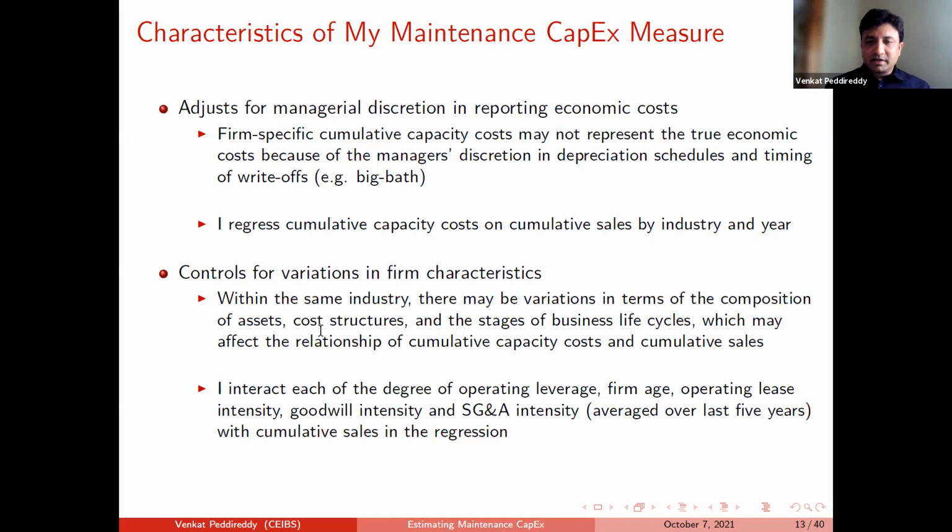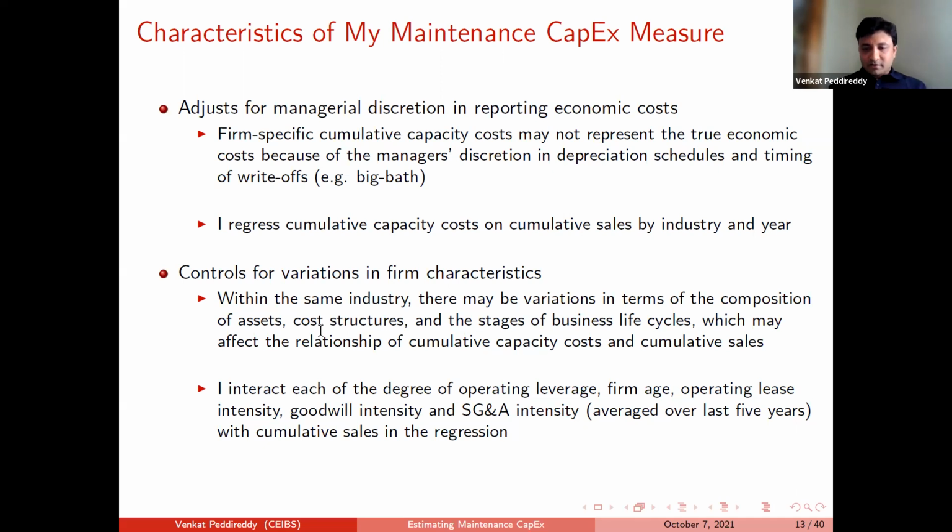But even here, we face some issues because in an industry, the firms are so different from each other, right? So they have different cost structures. They have different stages of business life cycle. Their way of growth is different. One might grow organically. One might go through acquisitions and stuff like that. Now, it's very difficult to capture every single difference, firm-specific character difference.